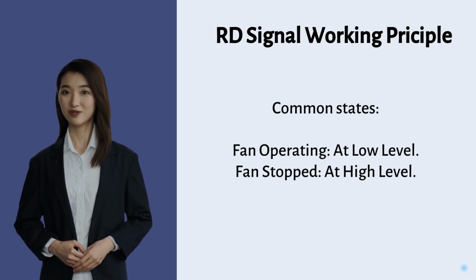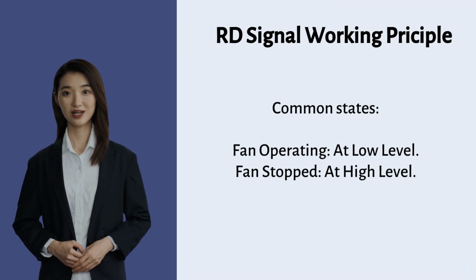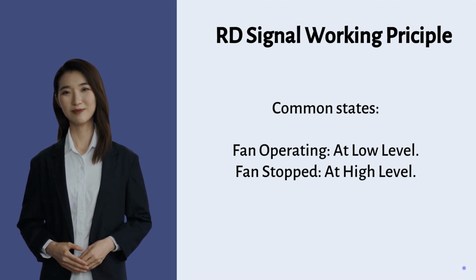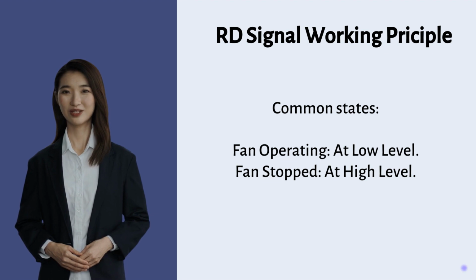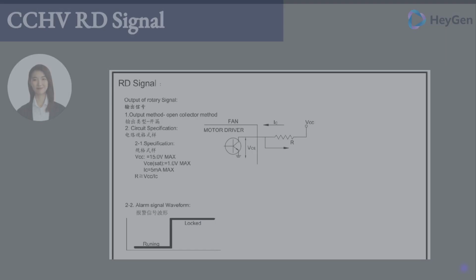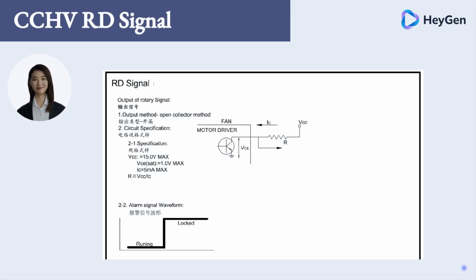Normally, when the fan operates, the signal outputs at low level and when stopped, at high level. Some customers use the opposite state, which is called RRS. Please note that RD signal belongs to the simple circuit alarms and does not require MCU processing. Here shows how our RD signal works.